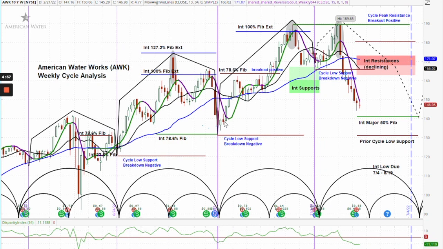Each week our Level 4 Plus members have the benefit of being able to request analysis on two symbols of their choice. One of our members recently requested analysis on this utility company, American Waterworks. Let's walk through the weekly chart.